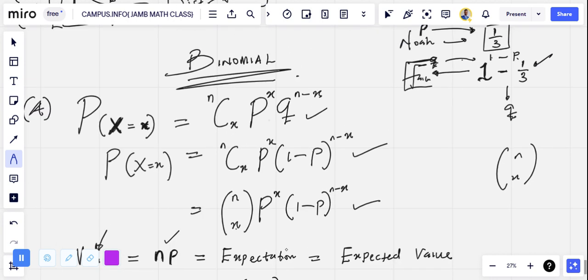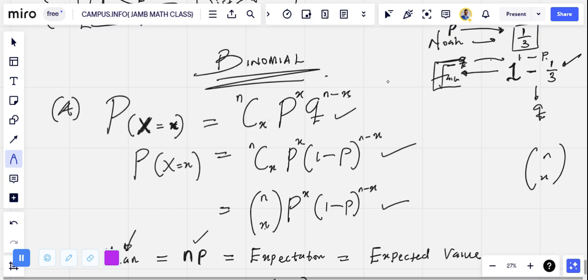Now, guys, listen attentively. You also need to take note of one thing here. Do you know that these three formulas are the same? These three formulas are all the same. Whether you write q or 1 minus p, or you write this as n and x inside a bracket, they are still saying the same thing. They are all the same.